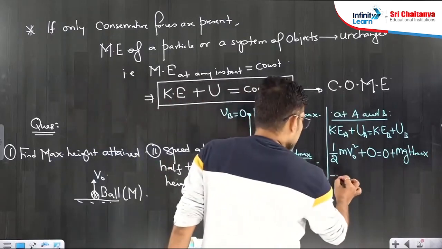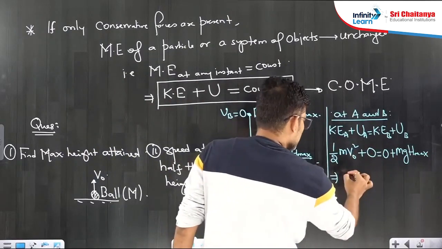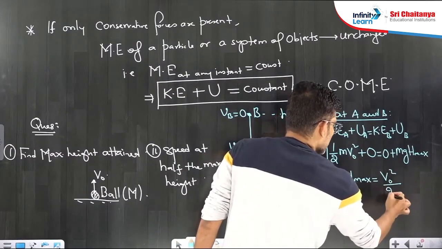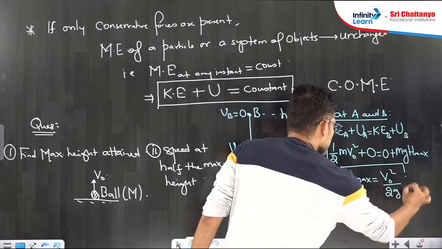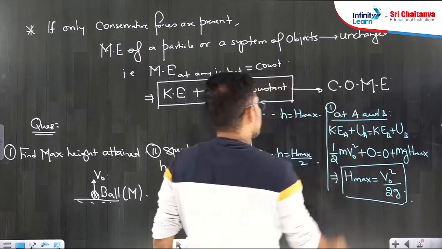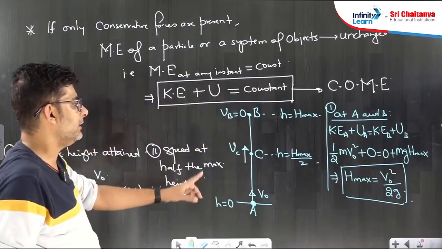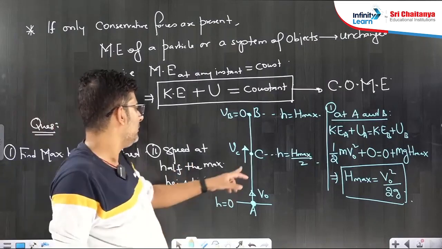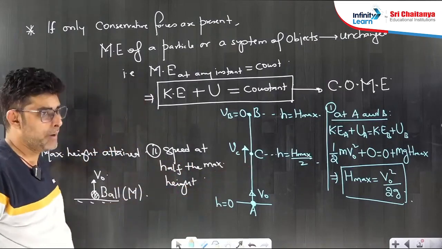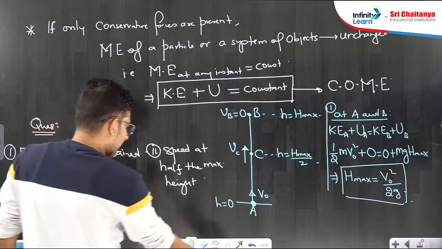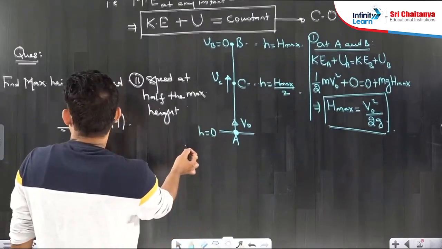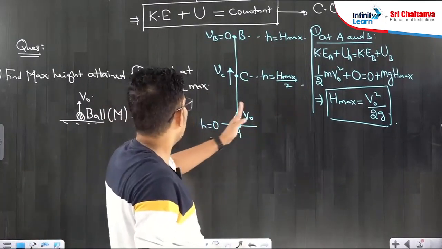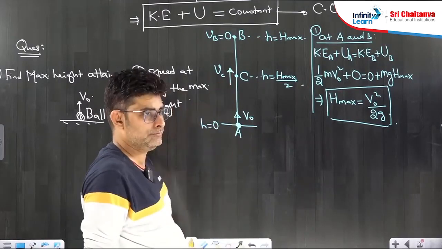So from here, if you cut you get the same formula which we get for motion under gravity also, v naught square by 2g. So this is the first part of the question where you find the h max value. Now second thing they are saying the speed at half the maximum height. So if you want to find the speed at half the maximum height, what you can simply do is, once we get the value of h max, now you can write the same equation for A and C.